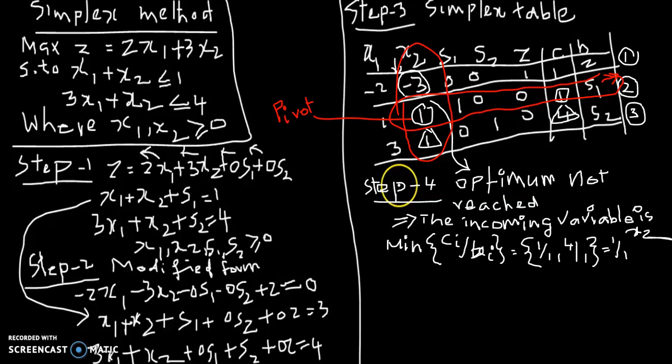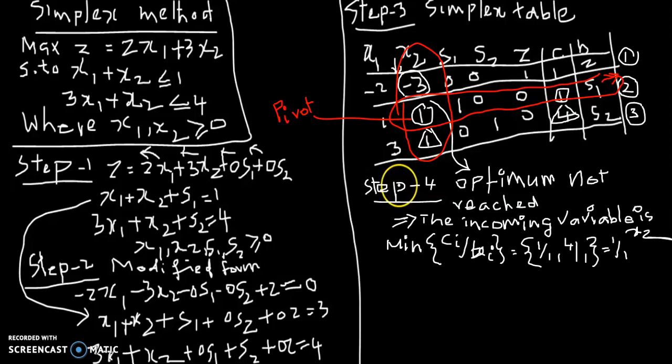I repeat that the optimum is not reached, because our aim here is maximization of z, but a negative number in the objective function definitely damages our aim that it should be maximized. So we find that optimum is not reached. So now how to make it optimum?